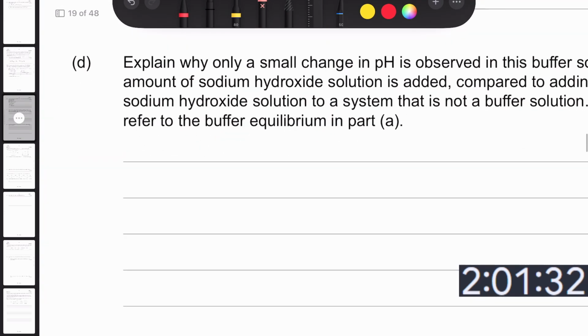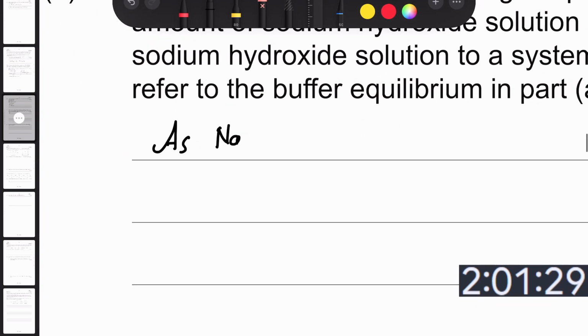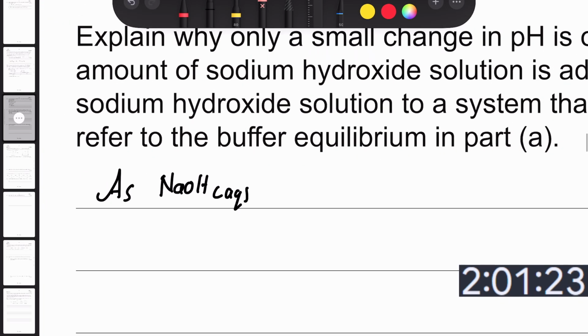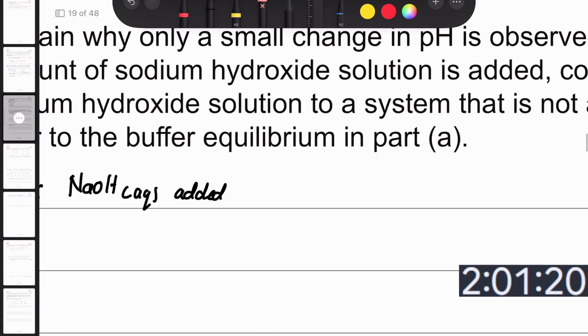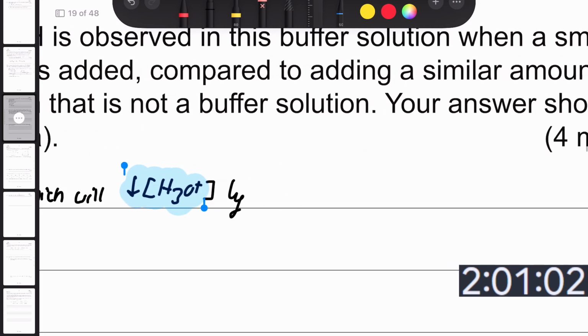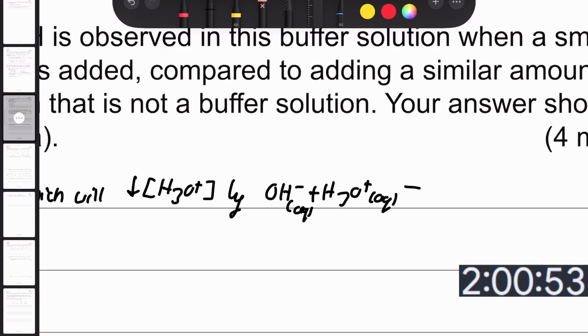So as NaOH aqueous is added to the buffer, OH minus increases, which will decrease the concentration of H3O plus by OH minus aqueous plus H3O plus aqueous. This will make 2H2O liquid.